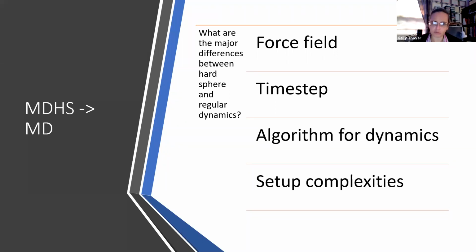So the major differences between the hard sphere and the regular dynamics are, first, the force field: infinity versus zero for the MD hard sphere, versus actually building in what the force field is, which I will show you in a sec. We also have the time step. We talked about collision time. Now that's not really going to be relevant anymore, because there aren't collisions when you have soft spheres.